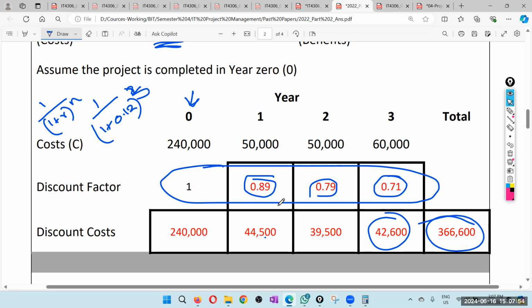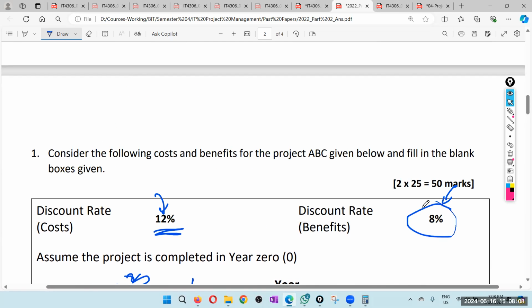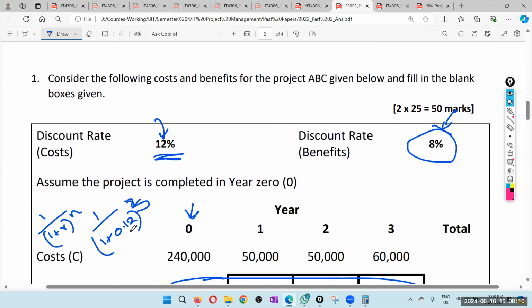Okay. So this is a very famous question. About every 2-3 years, you get this kind of question. So then you can calculate the discount factor separately for benefits. For that, you need to use 0.08. Sorry, 0.08, not 8. 8 divided by 100. So this is 0.12. This is 0.08.